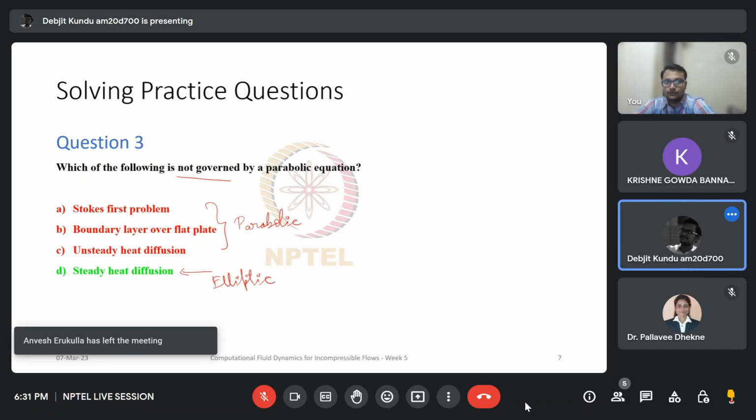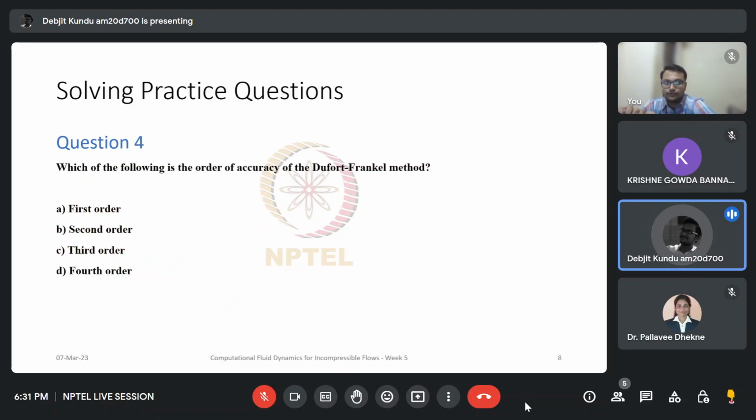So moving on, we'll move on to question number 4 of today's session. Which of the following is the order of accuracy of the Du Fort-Frankel method? So the Du Fort-Frankel method was one of the methods in which parabolic equations can be discretized. So is it first order? Is it second order? Is it third order? Or is it fourth order?